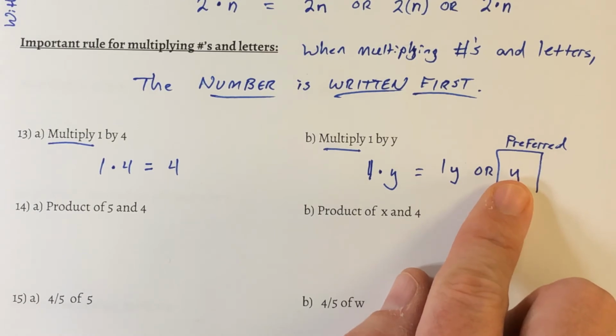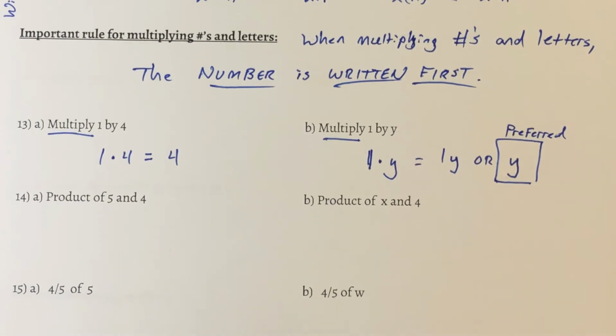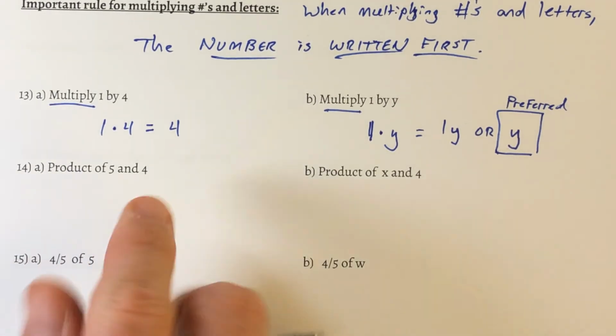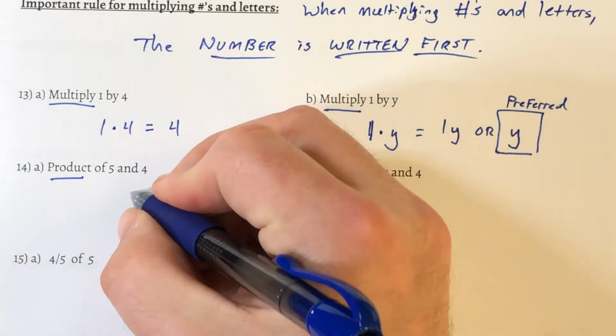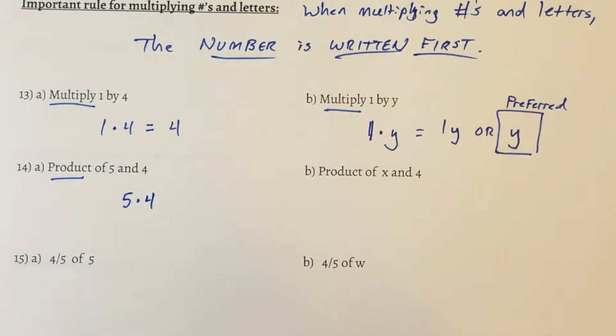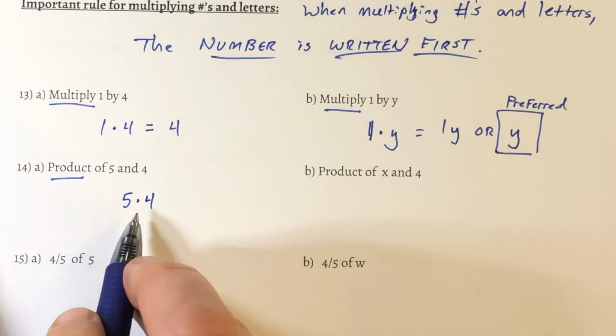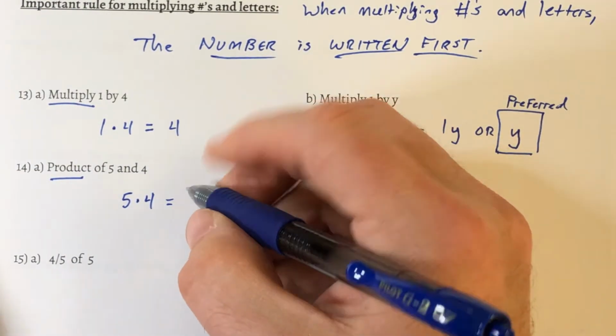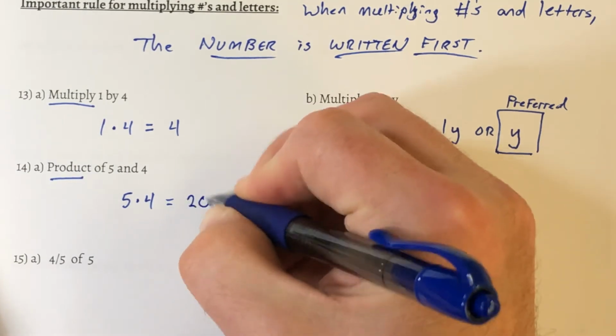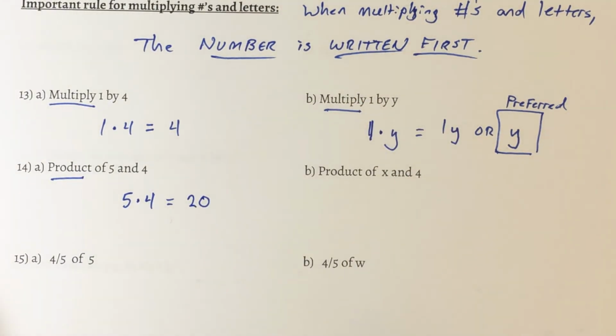Our answer was x. All right, next, product of 5 and 4. Product means multiply. What are we going to multiply? 5 and 4. So 5 times 4. What is 5 times 4? Can I do stuff with it? Yes. 4, 8, 12, 16, and 20. That would be 5 groups of 4.